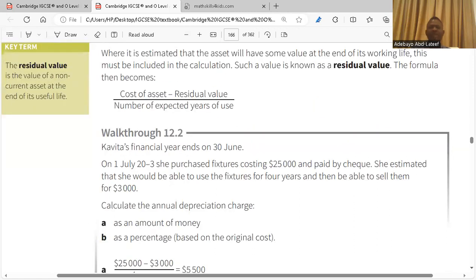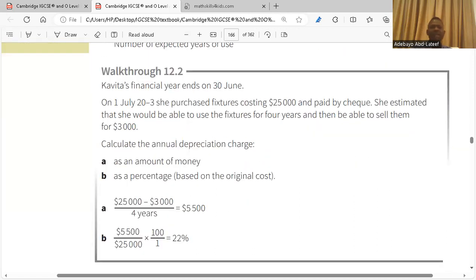You get it? Yes. So let's go back to Capital. Capital's financial year ends on 30th of June. On 1 July 23, she purchased a fixture costing 25,000. She estimated the fixture to last for 4 years, and she's expecting to sell it at $3,000. So the $3,000 is what? The residual value.